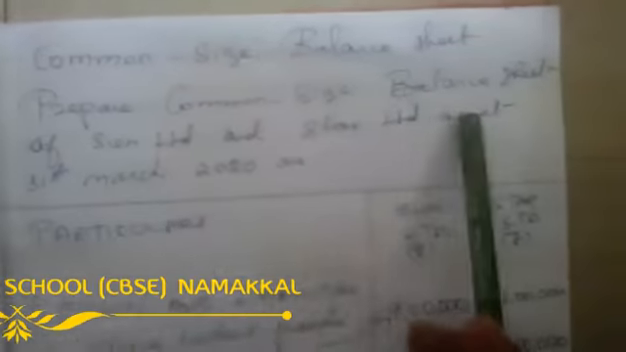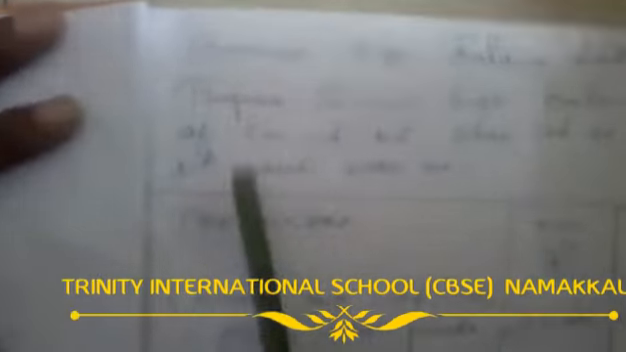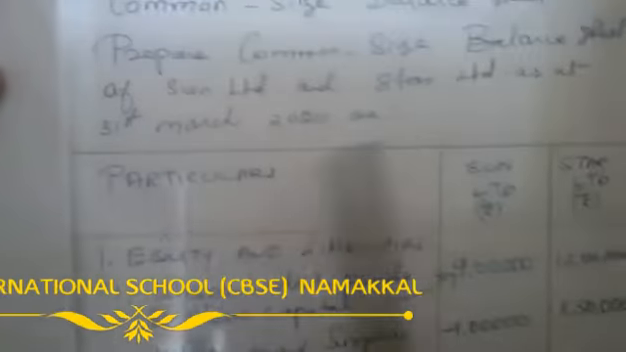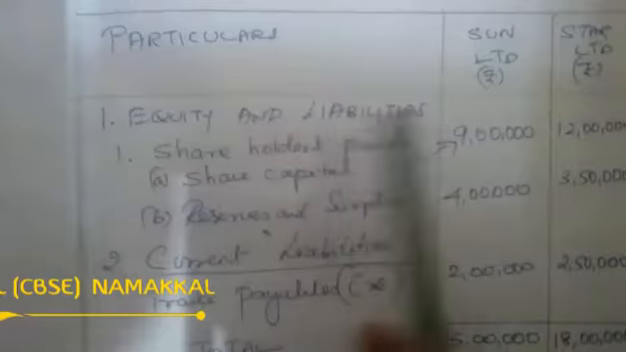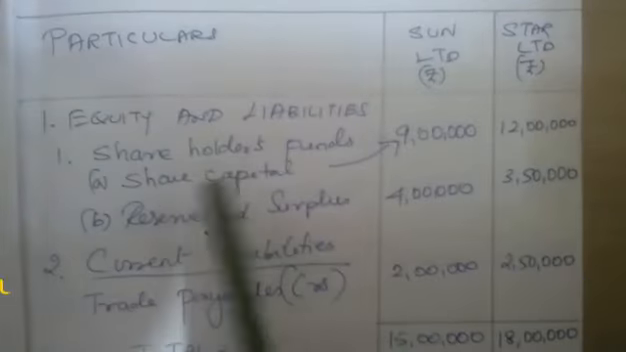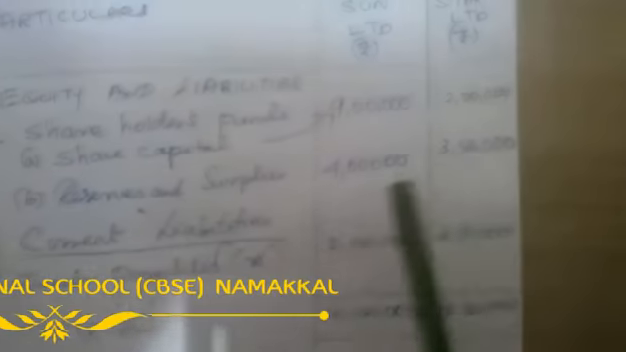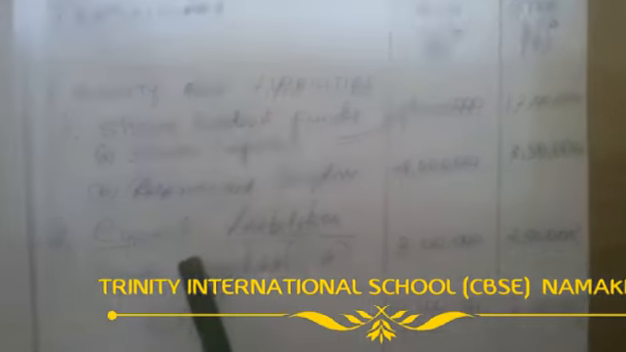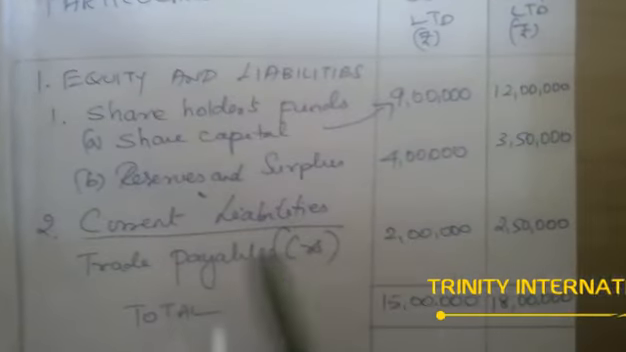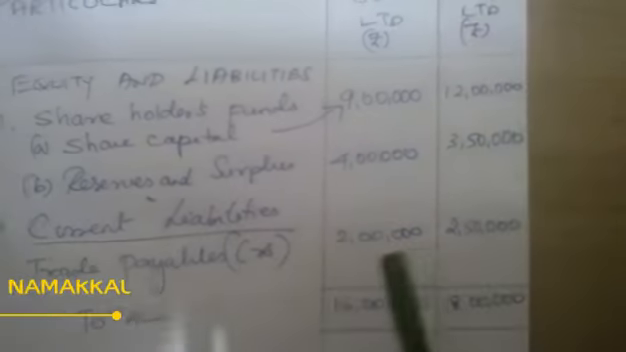Prepare common size balance sheet of Sun Limited and Star Limited as at 31st March 2020. Particulars, and two columns, Sun Limited and Star Limited. Equity and liabilities: share capital, shareholders' fund, 9 lakhs and 12 lakhs. Similarly, under that, share capital. Okay, then reserves and surplus, 4 lakh and 3 lakh 50. Then current liabilities, trade payables, nothing but creditors, 2 lakhs and 2 lakh 50.